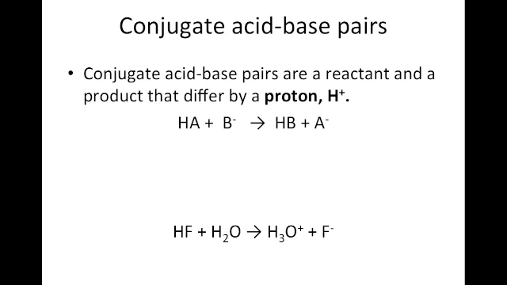Take a look at this example. We have HF plus H2O makes H3O+ plus F-. As you can see here, HF and F- are a conjugate acid-base pair, and H2O and H3O+ are a conjugate acid-base pair. For general purposes, H3O+ is called a hydronium ion.